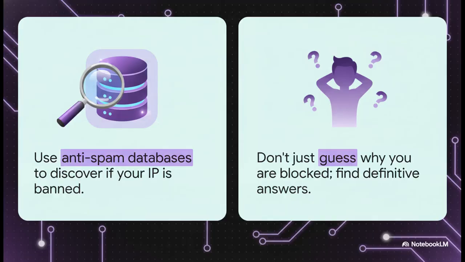Now, when you're trying to figure out if you've been permanently blacklisted or just given a quick timeout, please don't just guess. You can actually proactively check if your IP is permanently flagged by using tools like What is my IP address? That tool scans global anti-spam databases for you. Guessing just leaves you completely in the dark, locked out, and frustrated. But checking these databases provides definitive, clear answers about your network's current reputation.